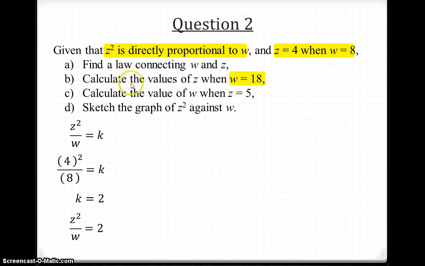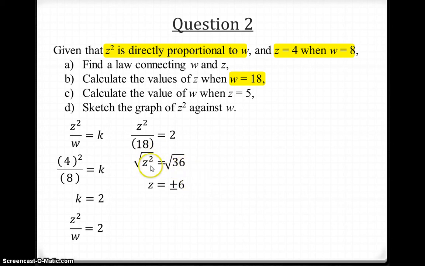B. Calculate the values of z when w is equal to 18. Same thing. We need to substitute the value that is given, then solve the equation. But until here, there may be some problem. How to solve for z squared? Okay, we have learned in Set 1. If this is in terms of square, we need to do the counter. What's the counter? Opposite. The square root. So if we square root one side, we square root the other side.